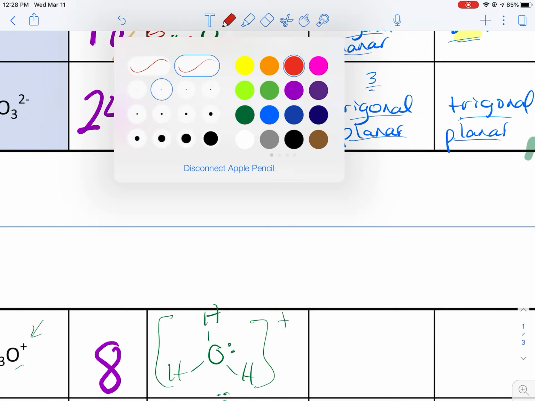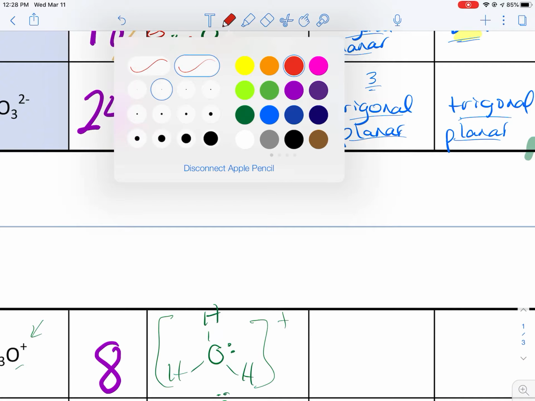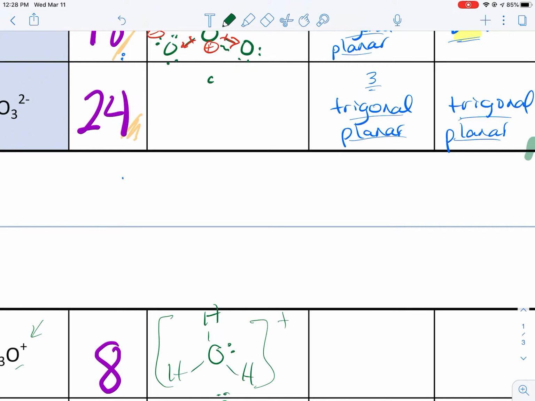And then we're going to zoom in on this guy right here. His structure is going to be C-O-O-O, with a double bond. He's got a charge of 2 minus. Let's see if he adds up to 24. 2, 4, 6, 8, 10, 12, 14, 16, 18, 20, 22, 24. So he does add up to 24.